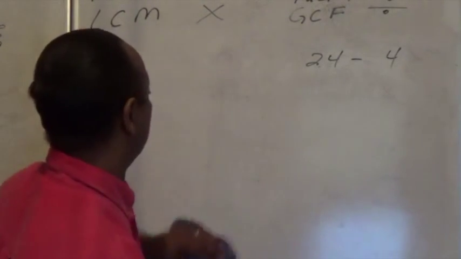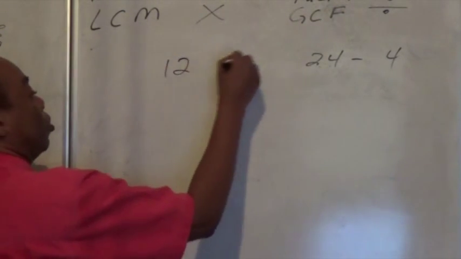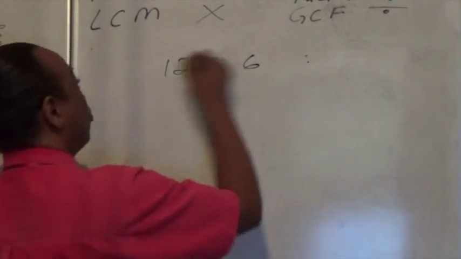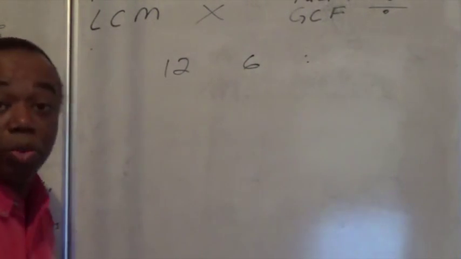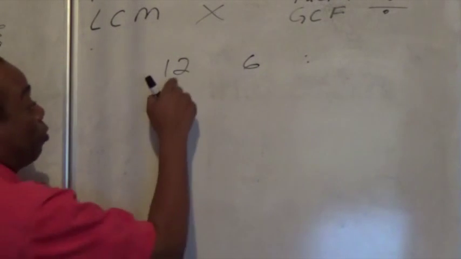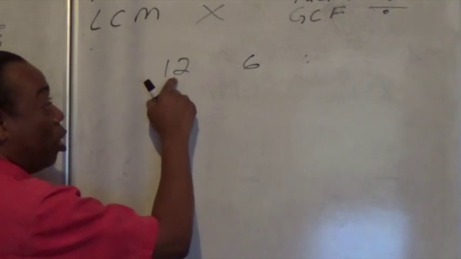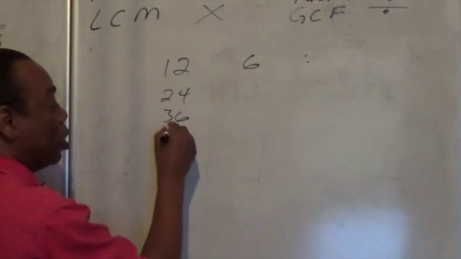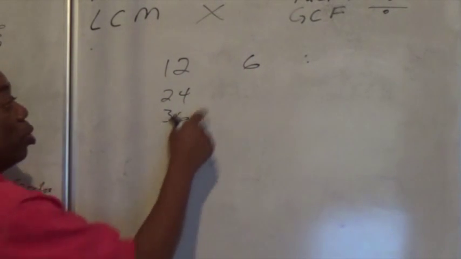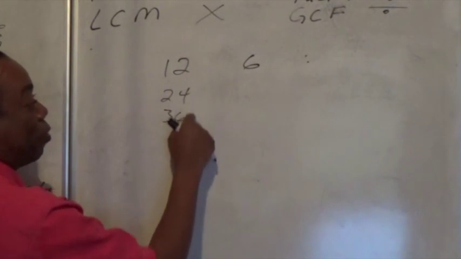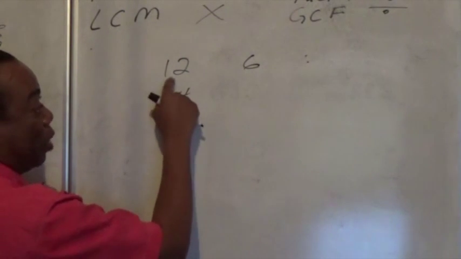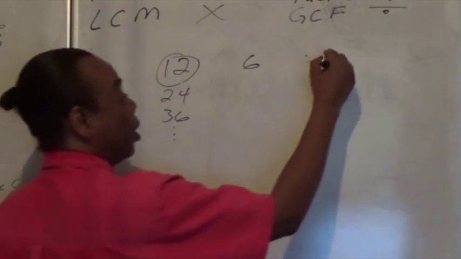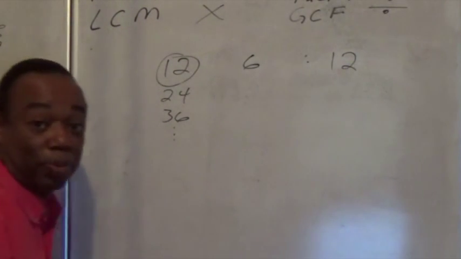Alright, 12 and 6. Again, we'll start with the LCM. We'll use multiplication tables. The first in the multiplication table for 12 is 12, after that is 24, and then 36. I'll stop there. Which of these does 6 go into first, the lowest one? 12 is the lowest one. So 6 will go into 12, that's my LCM, or least common multiple.